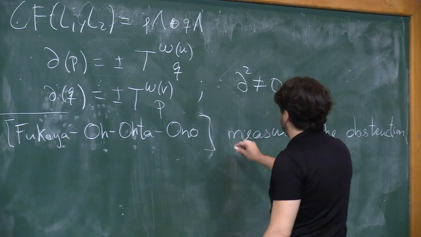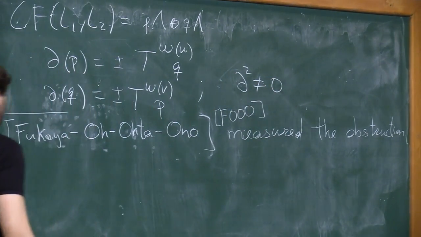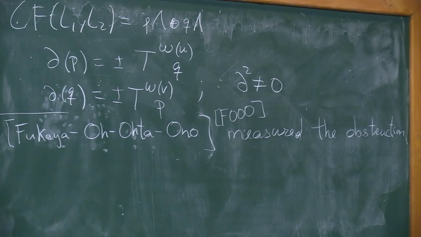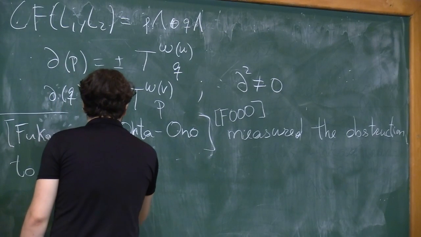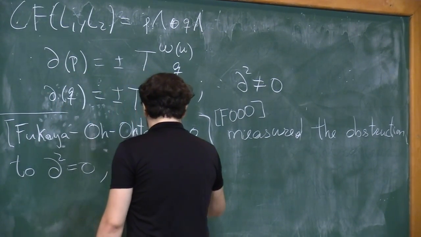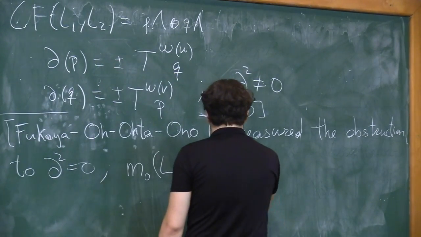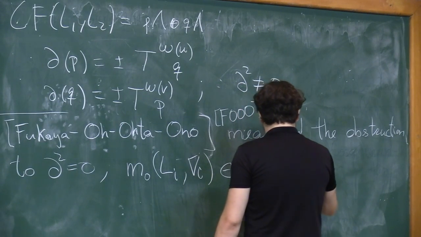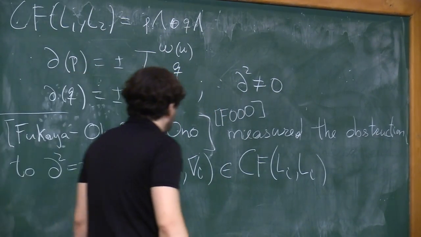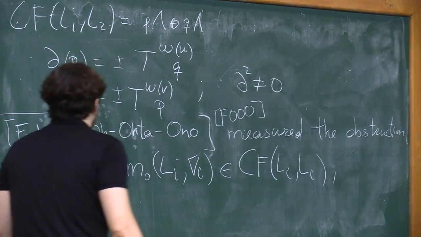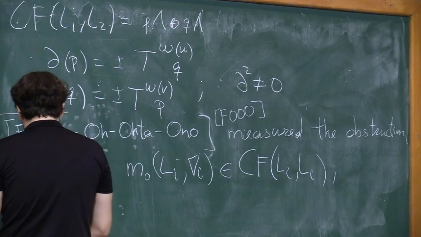So Fukaya, Oh, Ohta, Ono, if you are from our community, we always refer to them as FOOO, or FO cubed. So they measured the obstruction to d square being zero, and this gives you elements in the Floer complex of Li with itself, for which what we have is that, so Elise is going to tell you that we actually have a lot of operations.